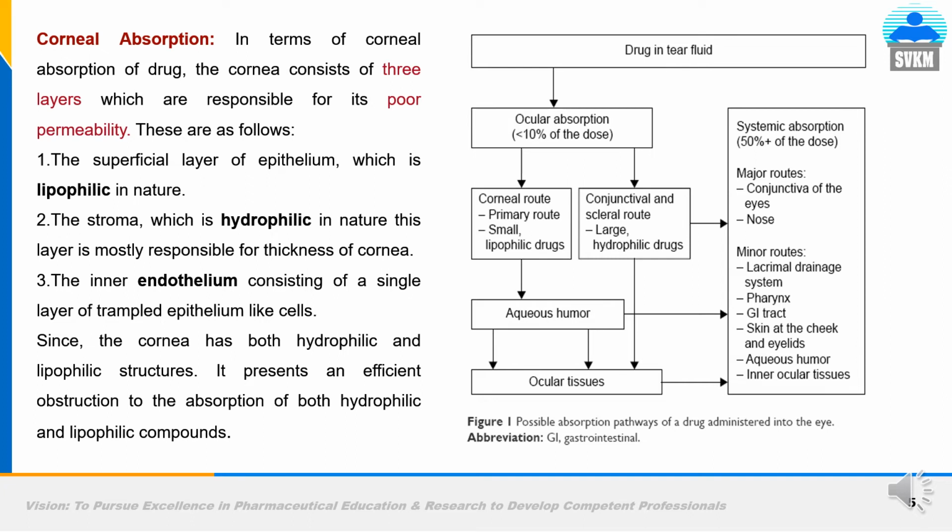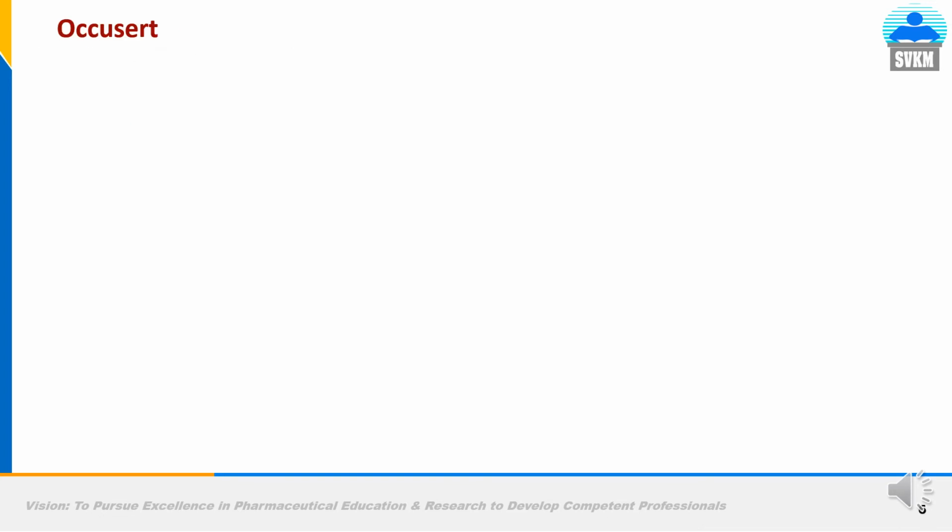So from the corneal route, the drug goes into the aqueous humor and directly to the ocular tissues. But from the non-corneal route, drugs go to the systemic circulation, which is not desired. So this is the mechanism of absorption of drugs through the eyes.